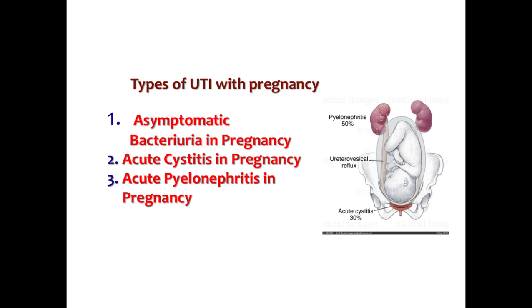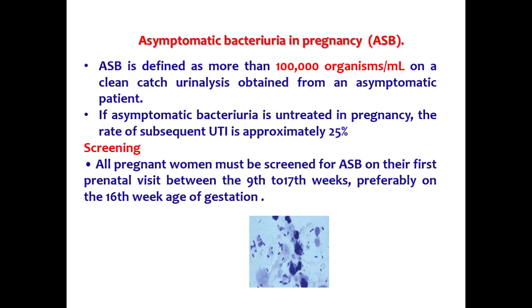Regarding the classification of urinary tract infection, we have three types that occur during pregnancy: asymptomatic bacteriuria, which is the first one, acute cystitis, and upper urinary tract infection, which is acute pyelonephritis with pregnancy. Acute pyelonephritis with pregnancy accounts for about half of the cases, 50%, and acute cystitis is about 30% of the cases. And the asymptomatic bacteriuria, we will discuss it. It's a very important item.